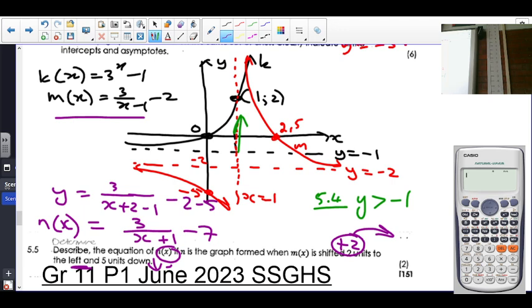So now you guys can check your scripts again. If you had written that there, you should get the mark for it. Okay. You all agree with that, or you determine the equation of n of x if n is a graph formed when m of x is shifted 2 units to the left. It's the additive inverse. It will always be the additive inverse on your x. And 5 units down. So that is a mistake there. Okay.